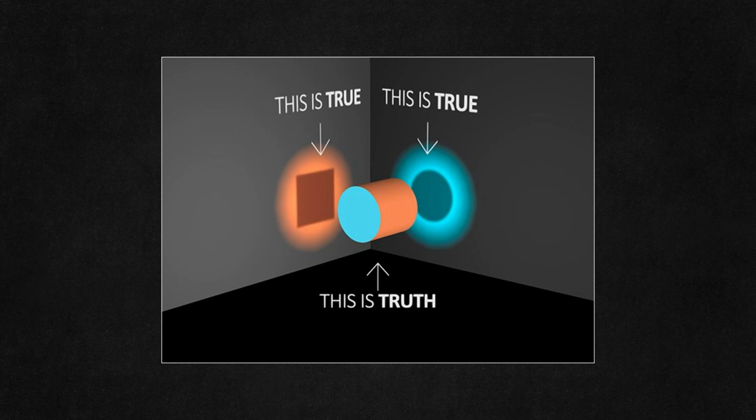In simpler terms, notice that if you only look at the square shadow, you reach the conclusion that the object is a cube. If you only look at the circular shadow, you reach the conclusion that the object is a sphere. Only by integrating both shadows, you can reach the conclusion that the object is a cylinder.